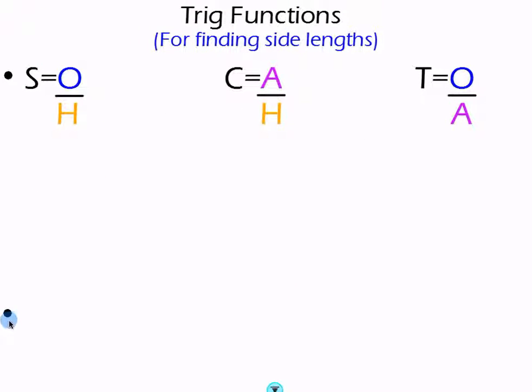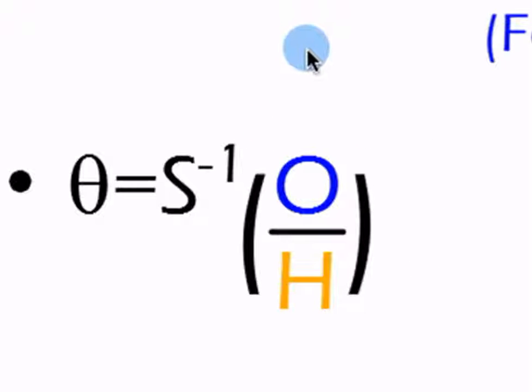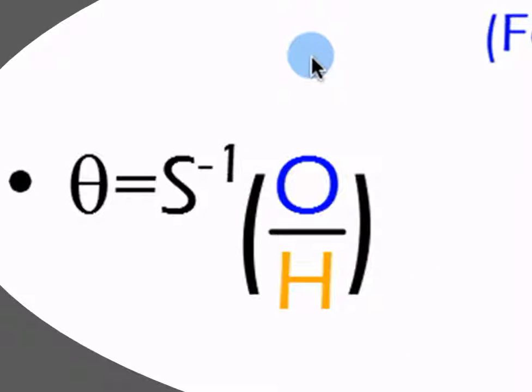And that's all very well if you want to find lengths and you know one angle and another length. But a lot of the time we want to find out what the angle between two lengths is. So this is when we start to use inverse trig functions. And it's nothing to be worried about. You just press the shift button before you do sine, cos or tan.